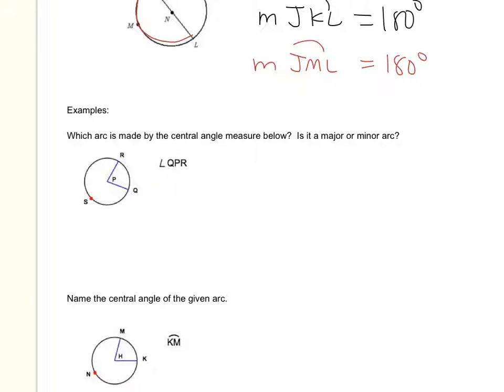So here's a couple quick examples. Which arc is made by the central angle below? So we have QPR, which is this angle here. So the arc it cuts out would simply be RQ. So the measure of this and the measure of this would be equal. So you just kind of extend the sides of the angle to get the arc.